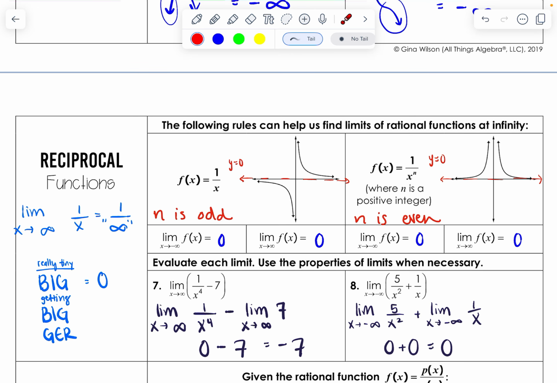We're going to use the polynomial idea mixed with the reciprocal function idea to be able to take the limit of more complicated fractions. But first, we'll look at some examples.